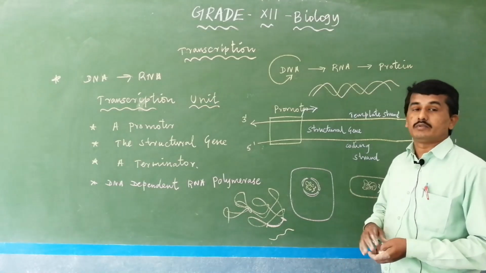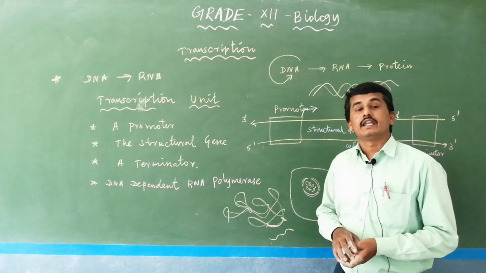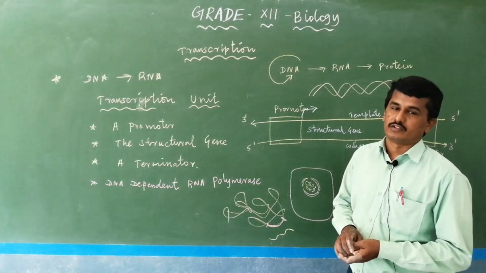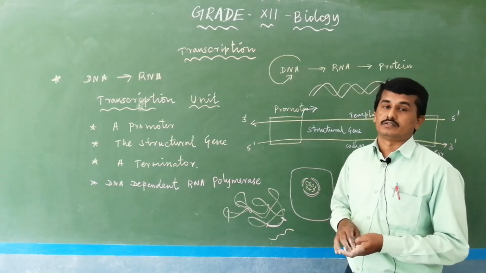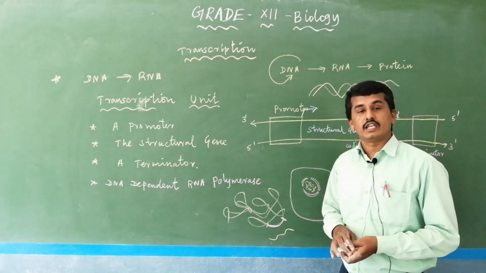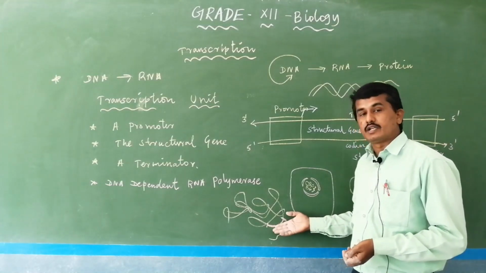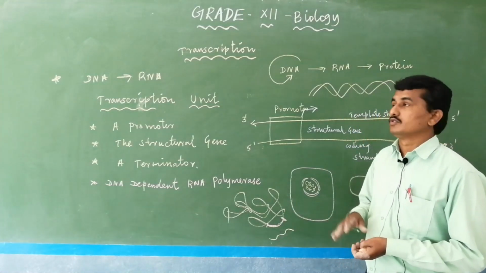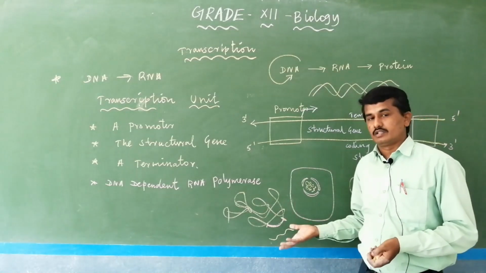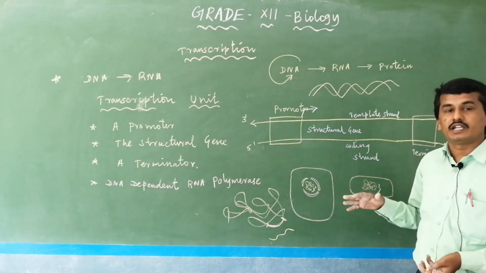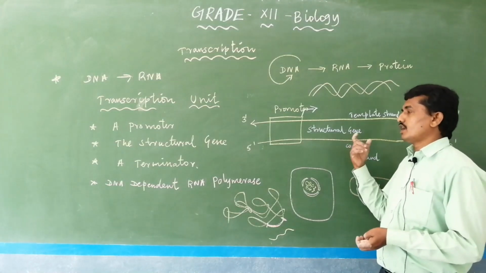Last, the enzyme in the replication procedure we studied was DNA dependent DNA polymerase. The DNA is depended upon and another DNA is formed, so the enzyme is DNA dependent DNA polymerase. Here, depending on DNA, RNA is formed. So the enzyme is DNA dependent RNA polymerase, that is RNA polymerase.